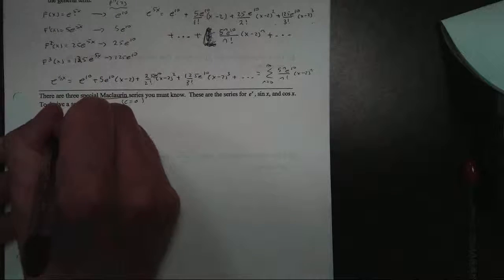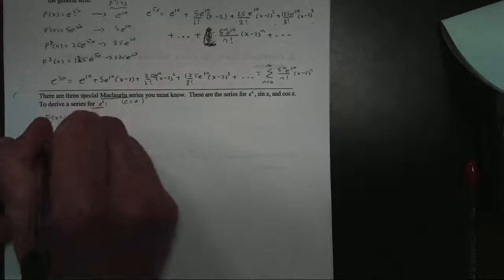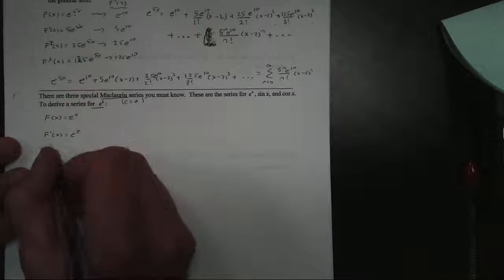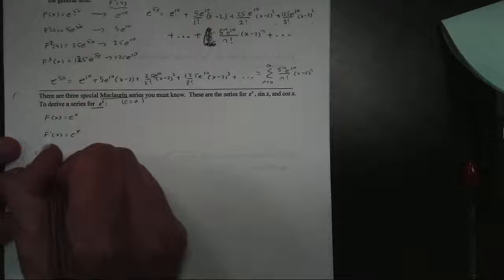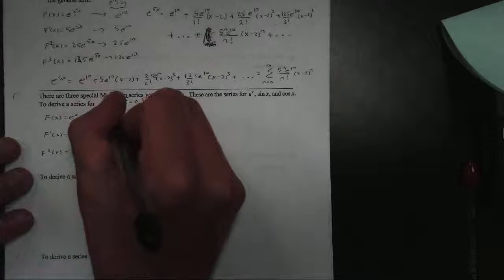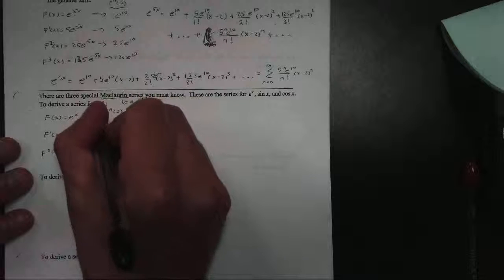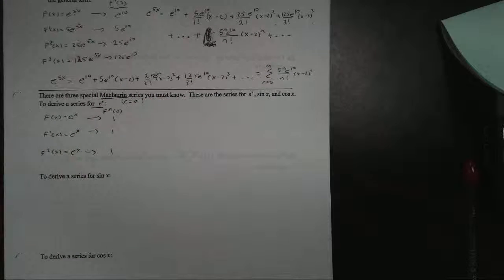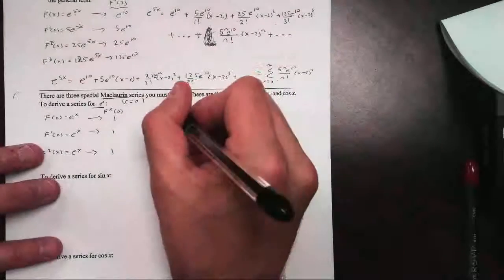So if we go ahead and start this one, I need my function. It's just e to the x. Now I'm just going to take a few derivatives because, as you notice, e to the x is kind of boring. It's just e to the x every time. So if I want to find the value of the derivative at 0, well, that's just 1. That's just 1. That's just 1. Everything is just 1.